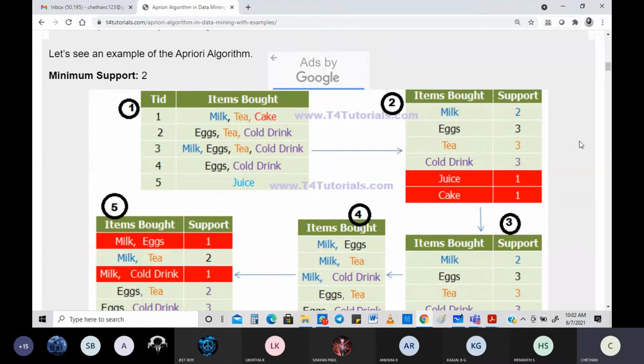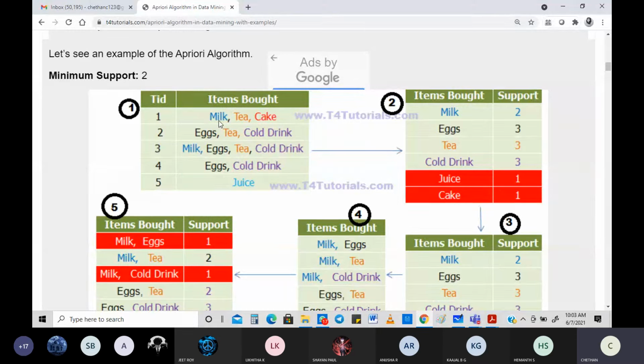Okay, you can see very clearly the coloring aspect of it. So these are the 5 transactions and these are the items bought. You've got your milk coming in 2 places, tea coming in 3 places, cake in 1 place, cold drink in 3 places, eggs in 3 places, and juice will be coming in only one place.